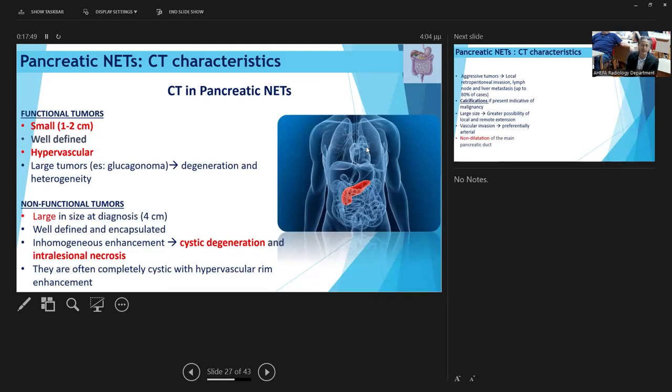Well, let's move to the pancreatic localization of neuroendocrine tumor. And again, it is important to distinguish the functional tumor from the non-functional tumor. Usually, the functional tumor may have a small dimension at diagnosis, because they create a typical syndrome, so we make the diagnosis at an early stage. Usually we can appreciate a well-defined mass with a hypervascular pattern, while in case of non-functional tumor, we recognize the lesion when it has a really huge dimension, more than 4 centimeters. And obviously, being bigger, this lesion, if compared to the functional one, may show cystic degeneration and intralesional necrosis.